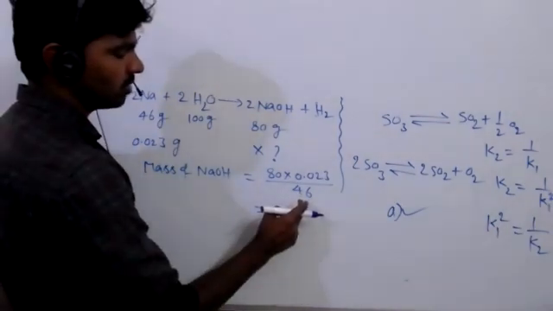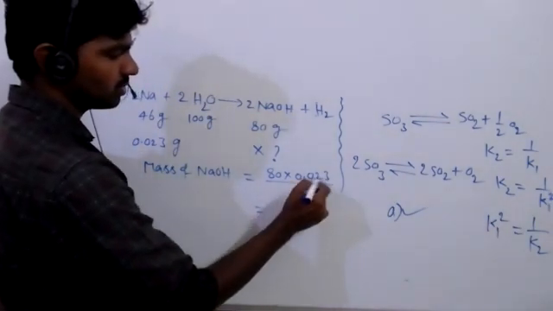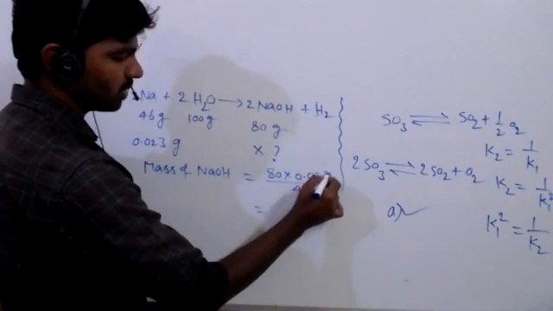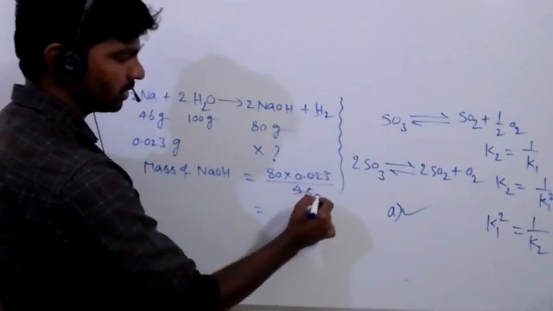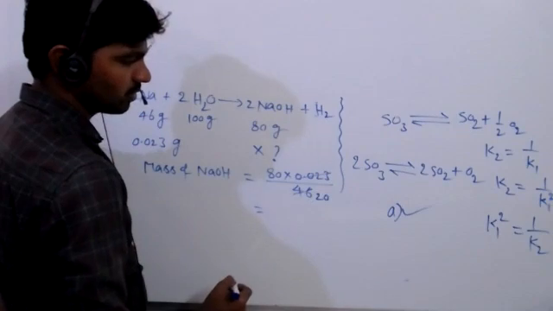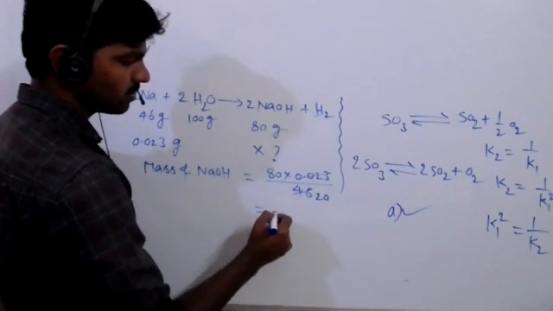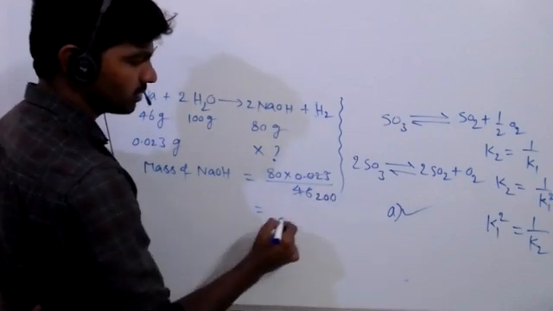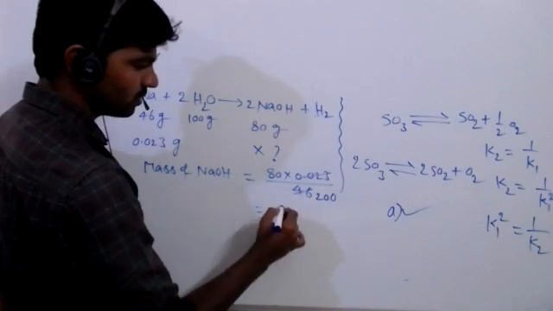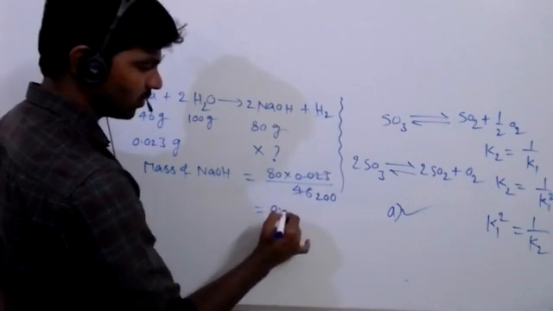Sir, I think this is how much? Sir, I'm getting 0.4. Okay, these are 200 or 20? Sir, you'll get us 200. 200, yeah. So this is 0.4.